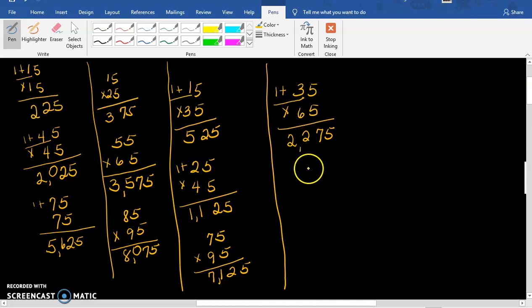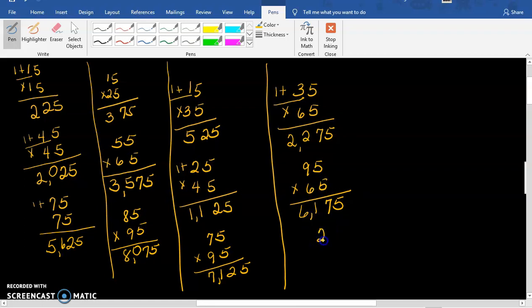I'll give you another example. Let's say 95 times 65. The last two digits are 75. I will add 1 to my smaller tens digit, and that is a 6. So 1 plus 6 is 7. 7 times 9 is 63. 63 minus 2 is 61. That is why 95 times 65 is 6,175.